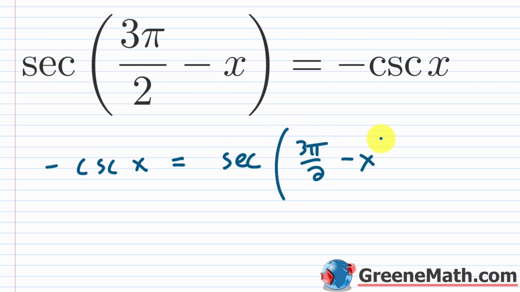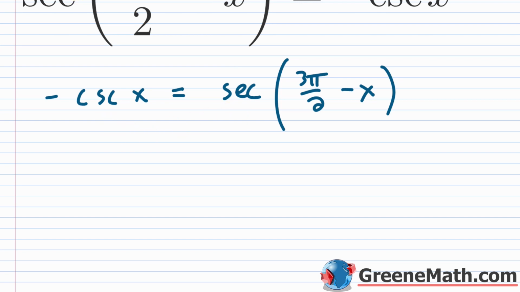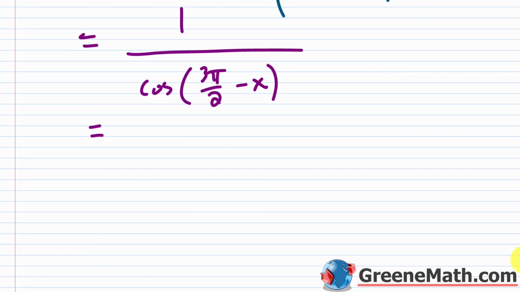Now remember, if you're working with secant, it's the reciprocal of cosine. So what we can do right off the bat, let me move this all the way over here. I can just say this is 1 over the cosine of 3 pi over 2 minus x. So then let me put equals here. I'm just going to expand this. So let me put 1 over.